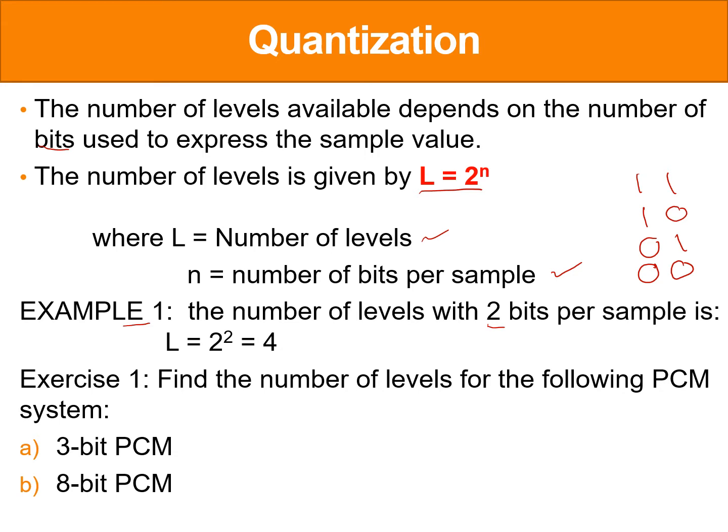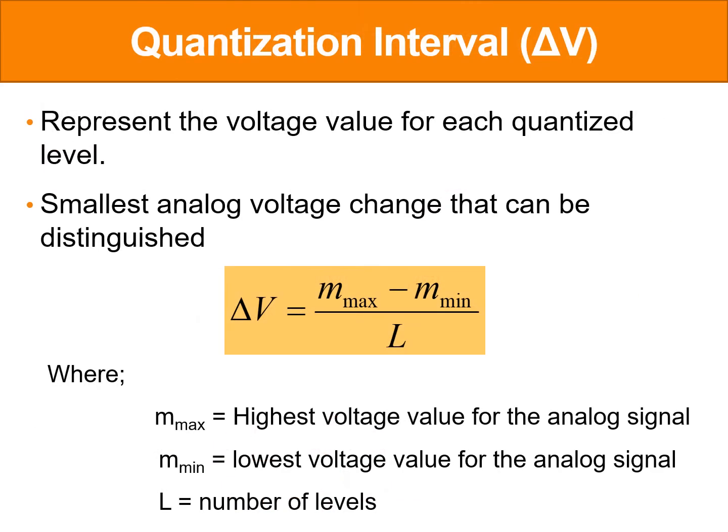So let's try this exercise 1. Find the number of levels for the following PCM system. For 3-bit PCM, the level is L equals 2 to the power of 3, and it is equal to 8 levels. Let's try this one. L equals 2 power of 8. The answer is 256 levels.